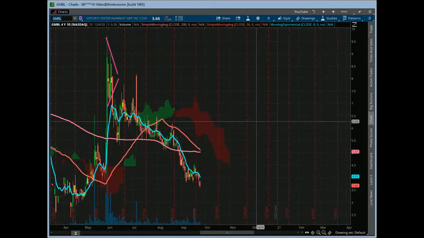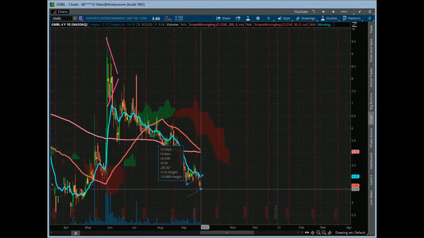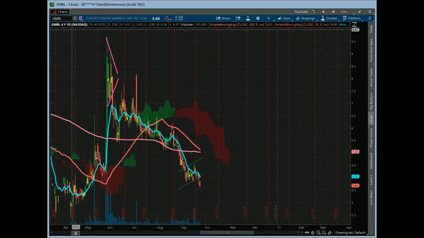GMBL Esports, we're working its way down right here. Guys, possible bear flag right here, kind of working its way down a little bit. Volume's a little bit blah on this one, so just a little bit of caution on that group.